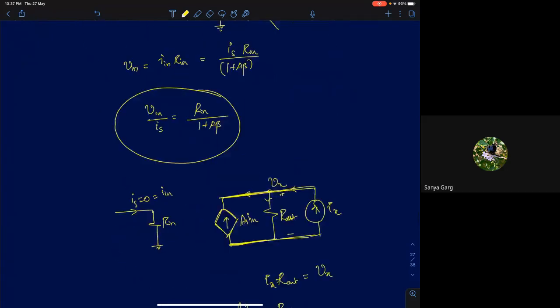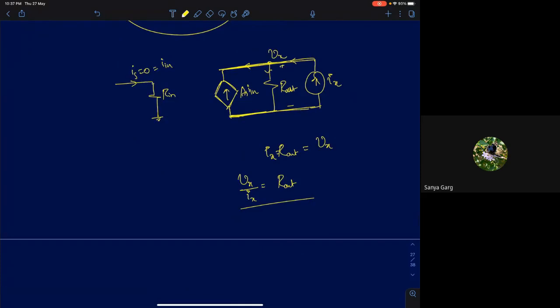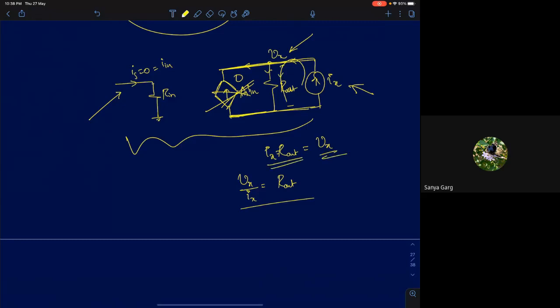Now we'll quickly analyze what happens to its output resistance. This is the measurement setup for measuring output resistance in open loop. You open circuit the input current, then apply a test current source and measure the voltage developed across it. This current here is 0, so this Ix entirely flows through R out, so the voltage is Ix into R out, which is Vx, so the output resistance is R out in open loop.